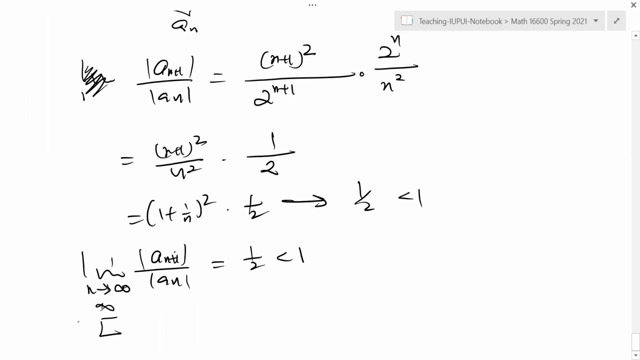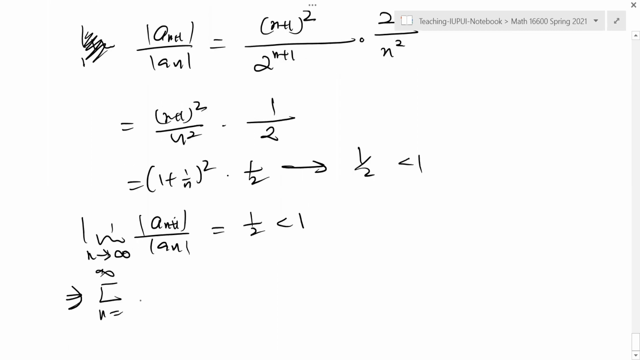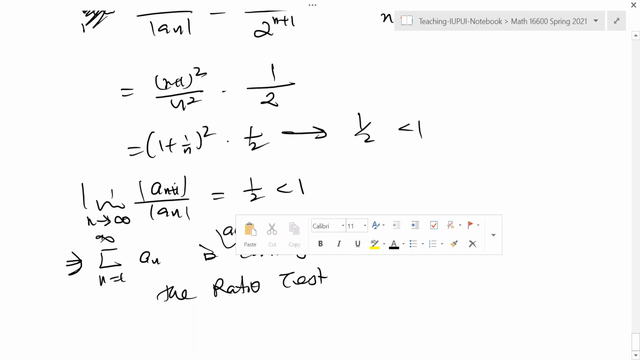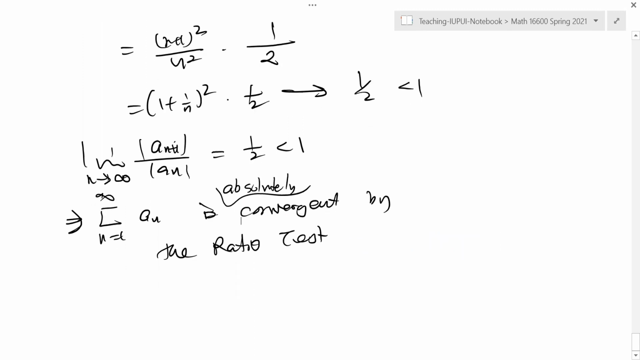Then you can see that this is convergent, okay? And if I want to save time, I just remove this absolute value symbol, and I can say it's absolutely convergent by the ratio test. So for many alternating series, you can prove the convergence by the ratio test.